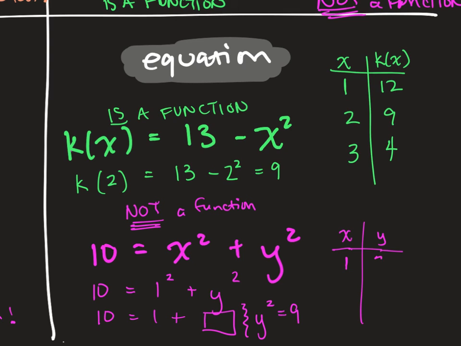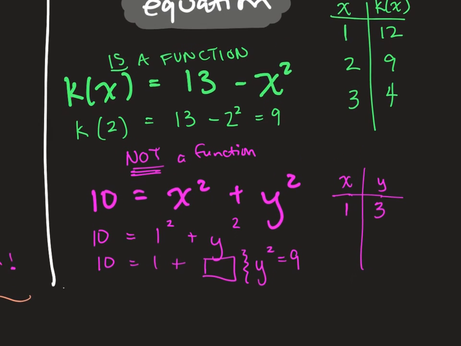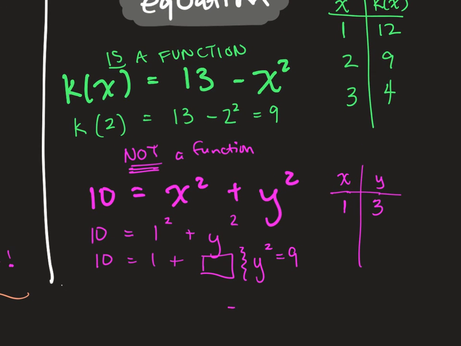Well, 3 works, right? Because 3 squared is 9, but here's the tricky bit. -3 also works. Because -3 squared is -3 times -3. 2 negatives multiplied gets us a positive. 3 times 3 is 9, so I could also input 1 and I'd kick out -3. Because of this, sometimes you input 1 and you get 3. Sometimes you input 1 and you get -3. This is not a function.